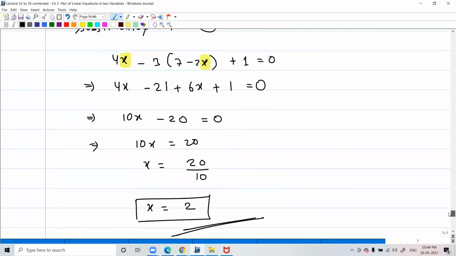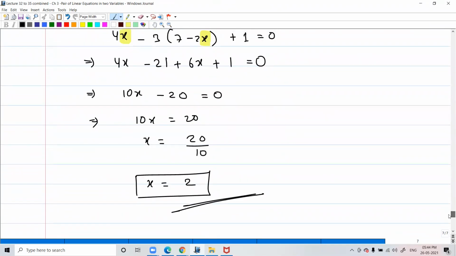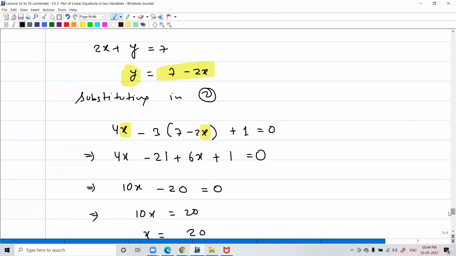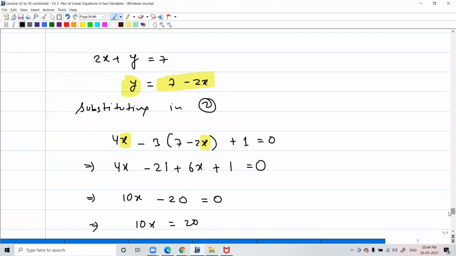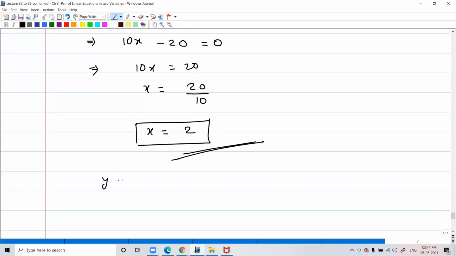Okay, coming back to this again, substitution. What we have done so far, we have found the value of x here. How do I find the value of y now? Substituting x value. You see, I have already found out y is equal to 7 minus 2x, right? So I can just put the value of x over here and we'll get the value of y. Okay. So we know that y is equal to 7 minus 2x.